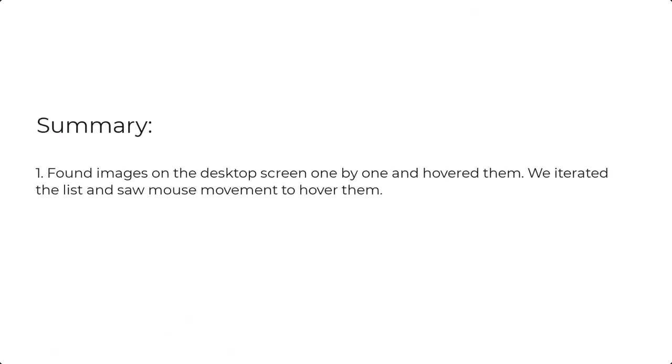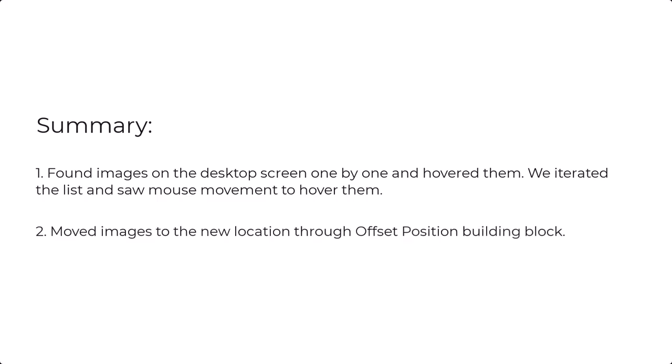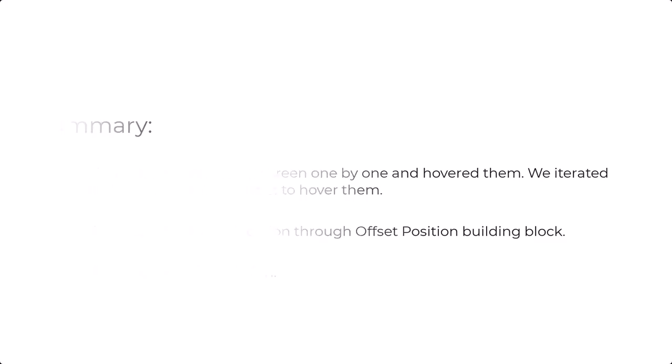Let's look at summary. At first, we found the identical images one by one on desktop screen and hovered them. We iterated through each of them and saw how the mouse moved, or we can say dragged, and hovered them one by one. Then we moved the images to a new location using Offset Position building block. We learned how to set offset value to define end position for mouse drag. Then we learned how can we move all images together in the target location that was recycle bin in our example. And yes, this ends today's session.